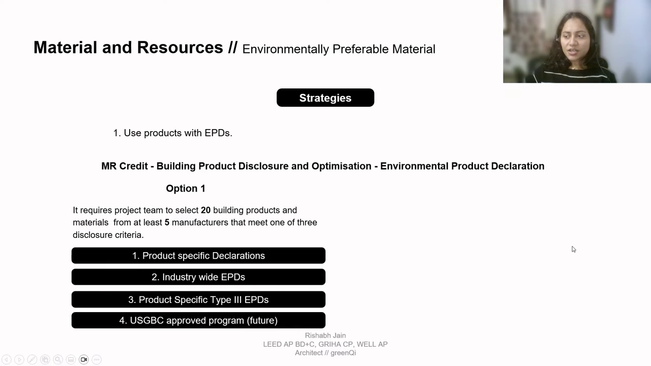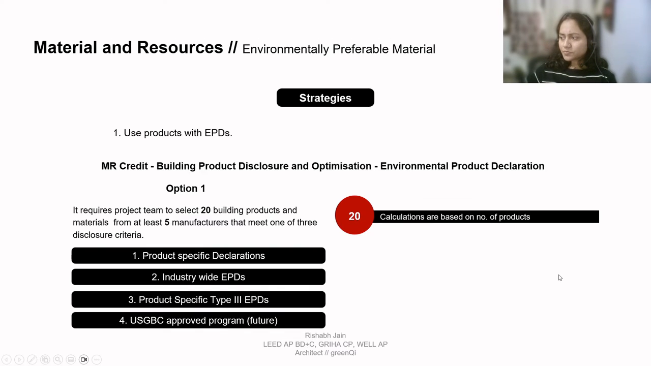The first criterion is product specific declaration. Either it has that, or it has industry wide EPD, product specific EPDs, or any other USGBC future program that is approved by USGBC. So the calculation here is done based on the number of materials or products that the project is using. If it can make up to 20 products, then it is compliant. The calculation here is based on valuation.